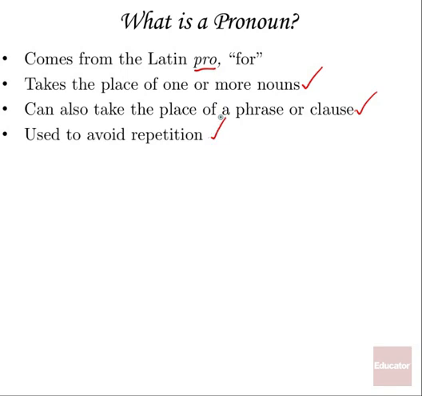You wouldn't say, Bob went to the store, Bob bought milk, Bob went back to Bob's house in Bob's car. You get really repetitive with the Bob. So you use pronouns. Bob went to the store, he bought milk, he went to his house in his car, and so on.